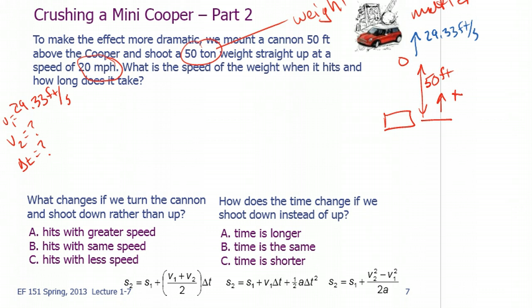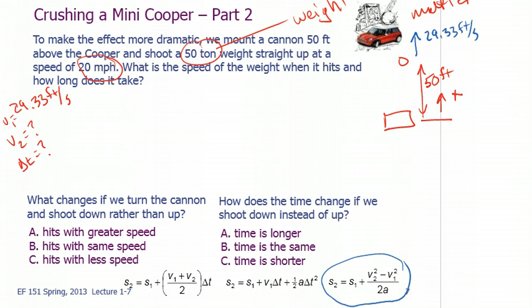So if we look at our questions below, they're actually related to the difference between shooting up and down. So let's work this part of the problem first and then ask those questions. But it's the same exact idea. If we want to find the final velocity, we'll use the same method as before. If we don't know the time yet, we can use this equation right there.